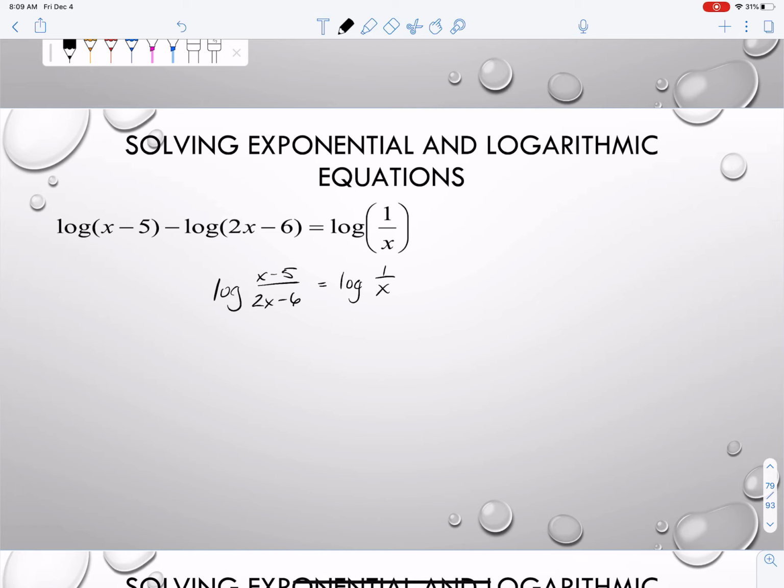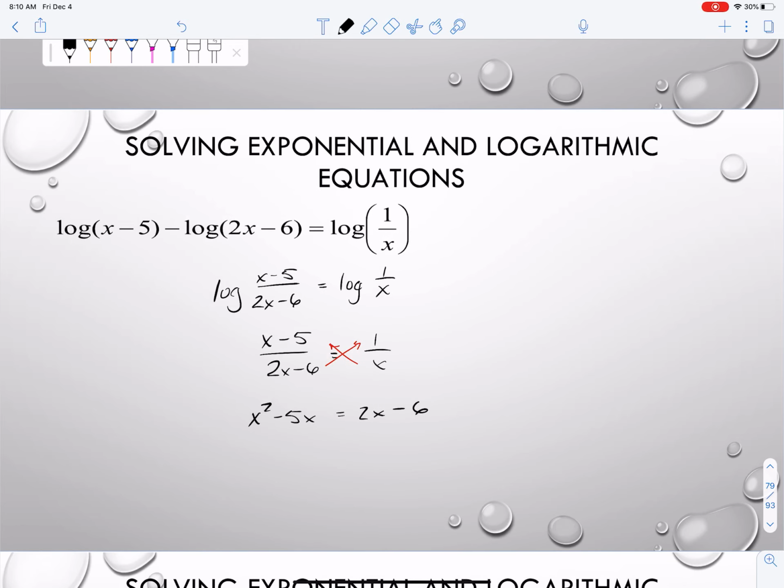Now again, log equality property, I have a single log on each side. The bases are both 10. I can set my quantities equal to one another. So I can set x minus 5 over 2x minus 6 equal to 1 over x. And what I want to do at this point is cross multiply, right? I've got a proportion to solve. So when I cross multiply, and I'm going to distribute just for the sake of time, we're going to have x squared minus 5x equals 2x minus 6.